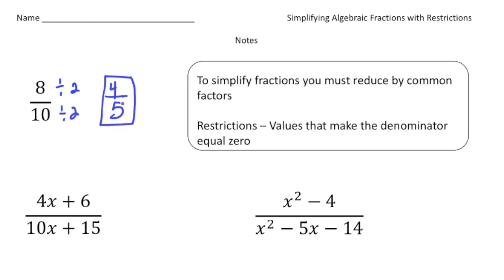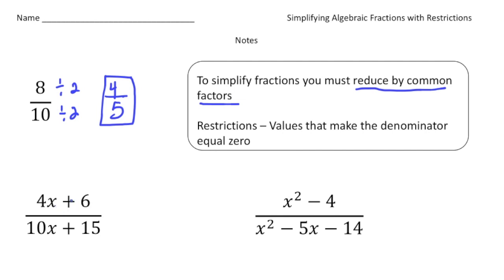And the way I know that is the GCF of both 4 and 5 is 1, so that means it's simplified. So to simplify fractions, you must reduce by common factors. Please underline reduce by common factors. So now that you understand that, let's try this one down here.